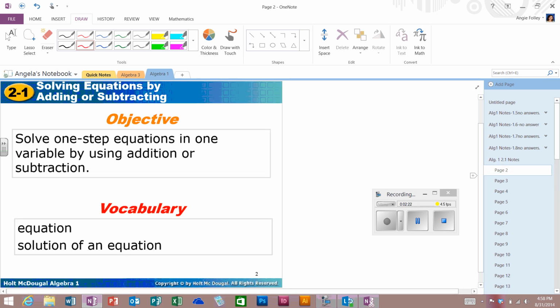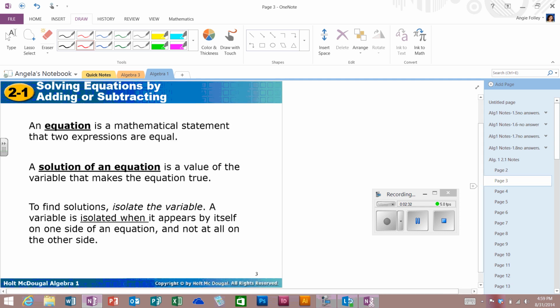All right, so we're going to look at solving one-step equations today using one variable, and we're just going to use addition and subtraction. So you'll hear the words equation and solution to the equation. An equation is just a mathematical statement that has two expressions. Basically, you're looking for an equal sign, okay? If it doesn't have an equal sign, it's not an equation. A solution to the equation is just a value of the variable, which you usually see as x equals.